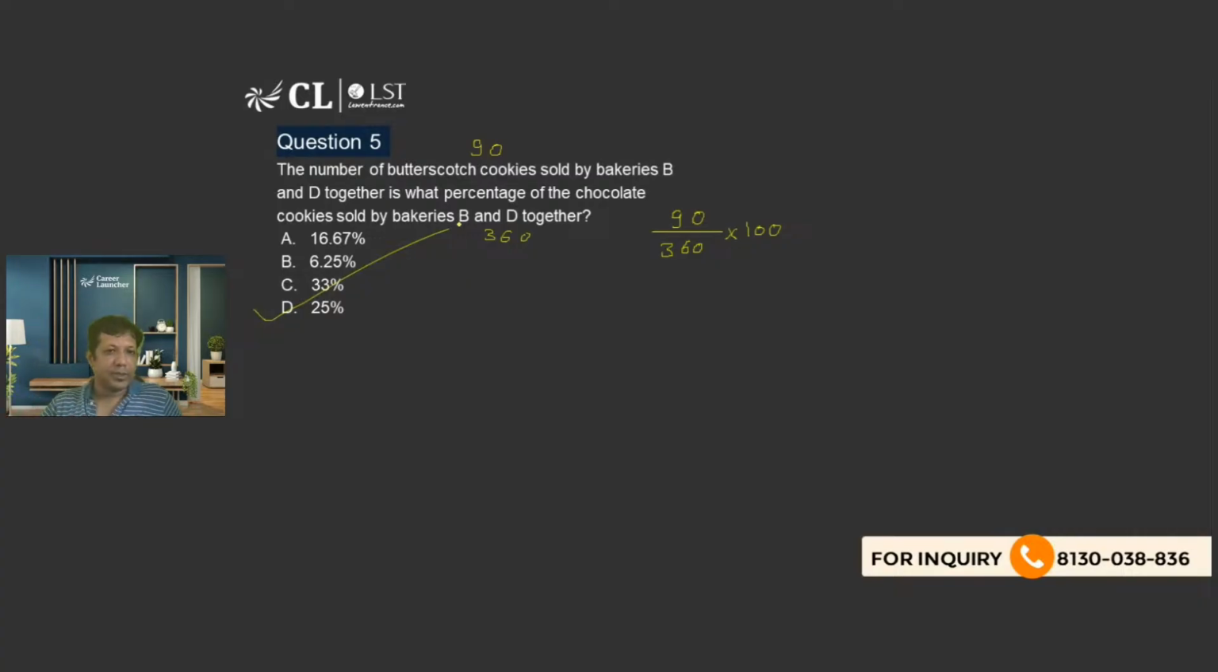Clear? Anyone has any doubt in this particular set, or everything is clear?